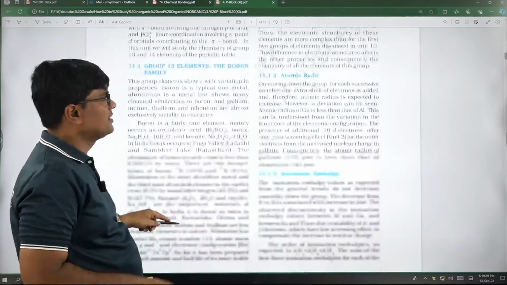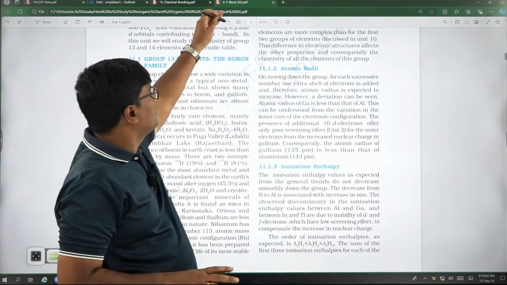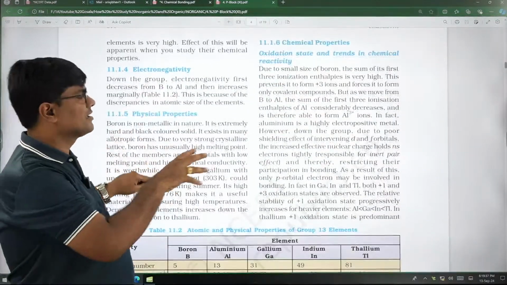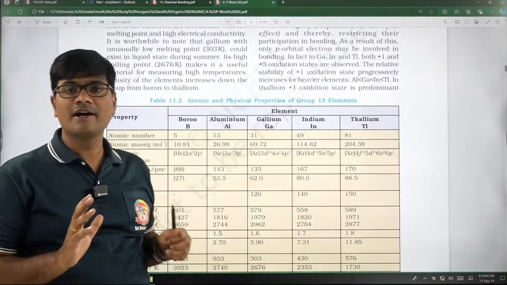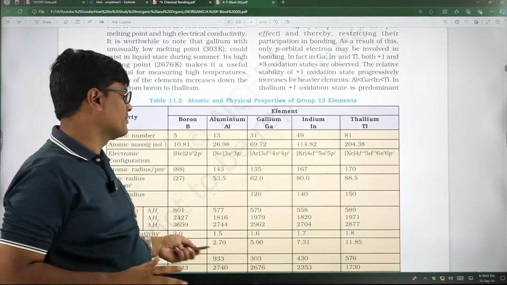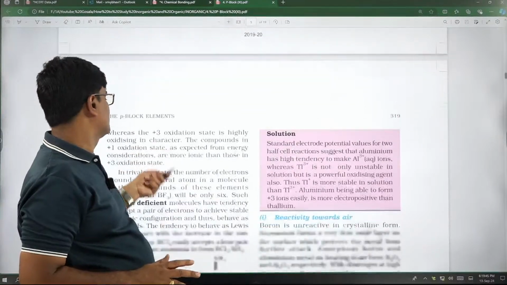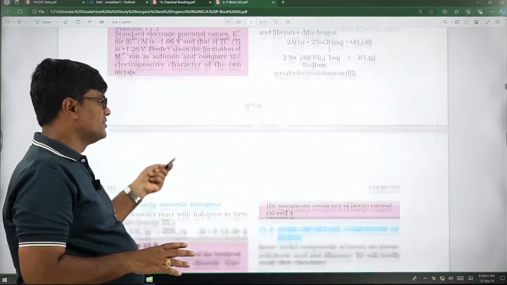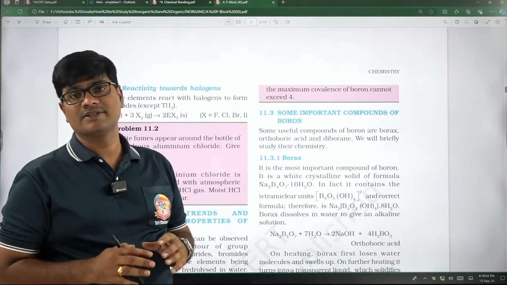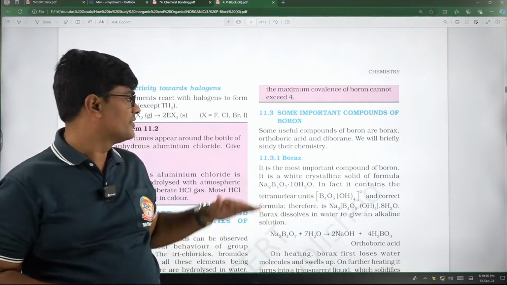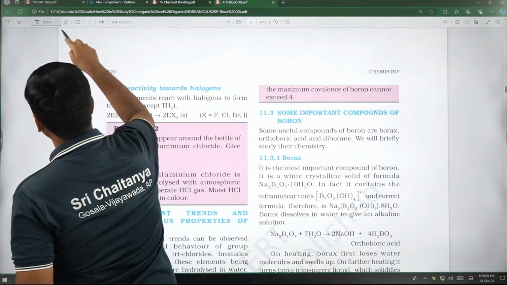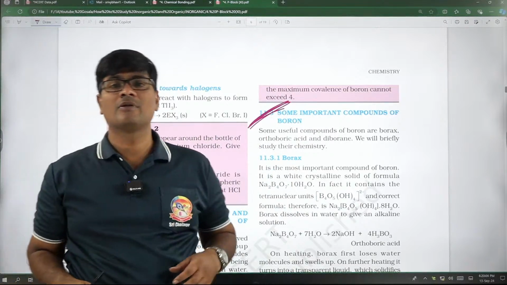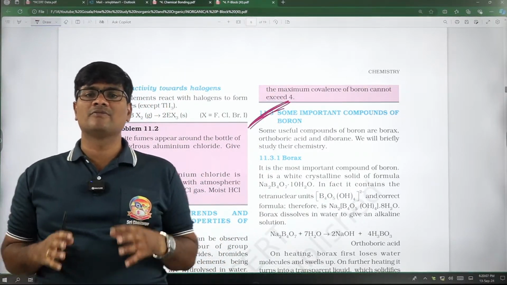So here electronic configuration, atomic radii we need to go through, ionization enthalpy we need to go through, and electronegativity and other physical properties. Chemical properties also, I suggest you better go through the basic chemical properties, for example, up to reactivity towards air, reactivity towards acids and alkalis. You can go through up to the basic chemical properties, and up to some important compounds. For example, if it is boron family, up to some important compounds we can go through it. So we don't need to worry about the depth of the important compounds of boron family.